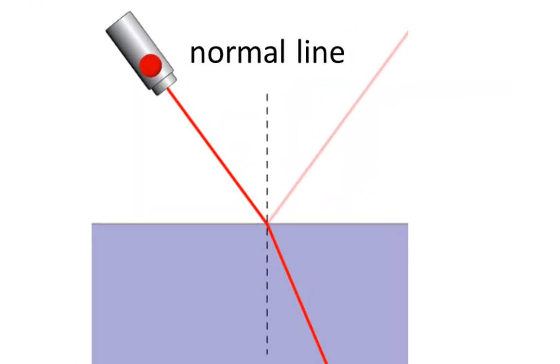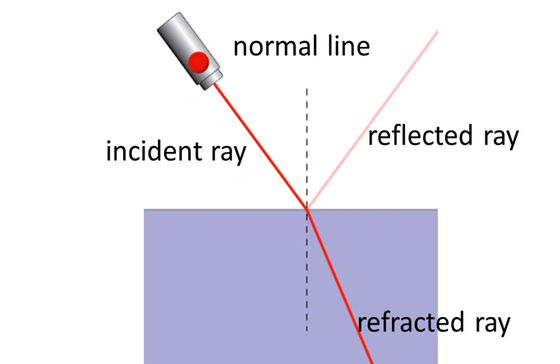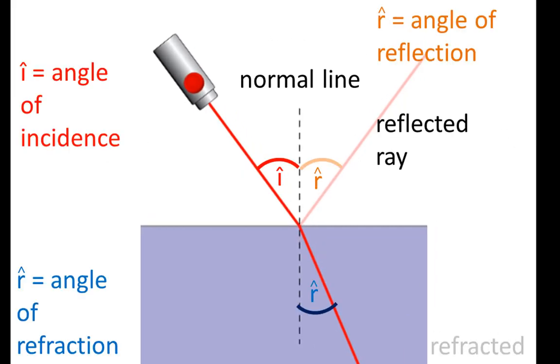To help us to speak about these various concepts, we use an imaginary line that we draw in, and we call it the normal line, and we draw it at right angles to the boundary between the two media. So here we have the incident ray, the reflected ray, and the refracted ray with the normal line intersecting them all at the boundary between the two media. And we use the normal line to help us to describe the various angles involved.